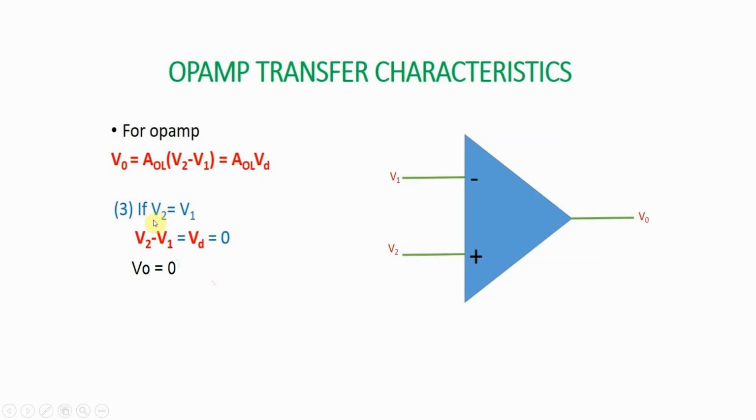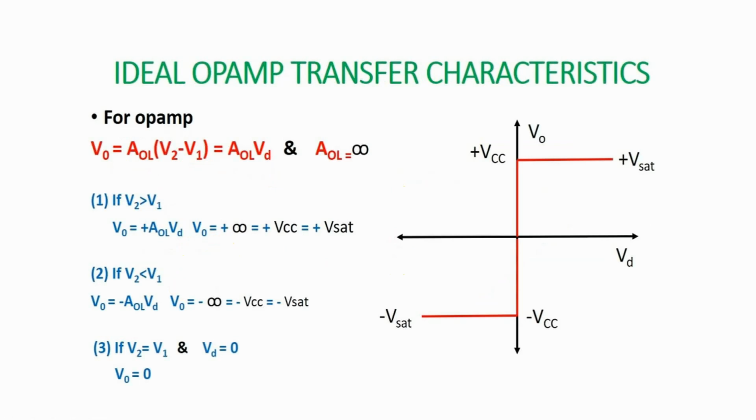The next condition: if V2 is equal to V1, meaning the non-inverting voltage and the inverting voltage are equal, then what is the differential input voltage? It is 0. Put the value 0 in this equation, then V0 is equal to 0. Then this is the ideal transfer characteristic of the op-amp. These are the three conditions.